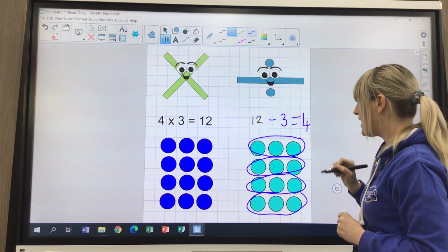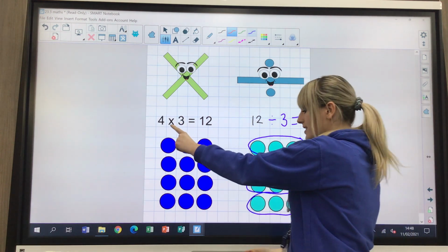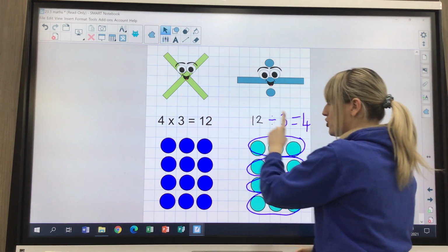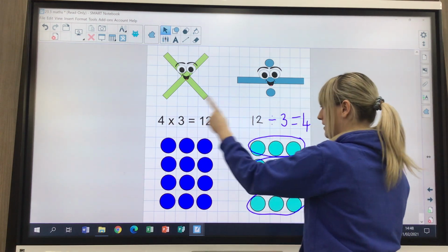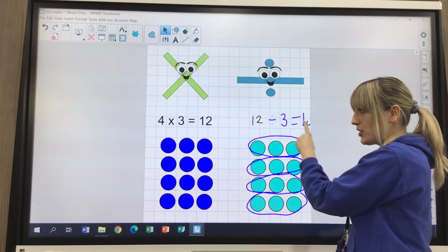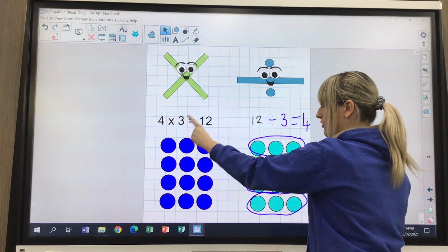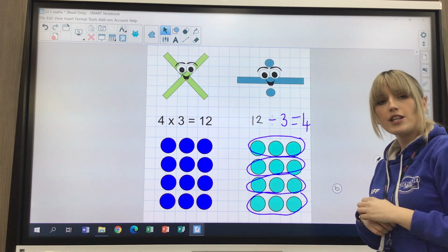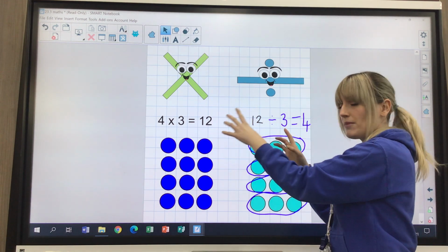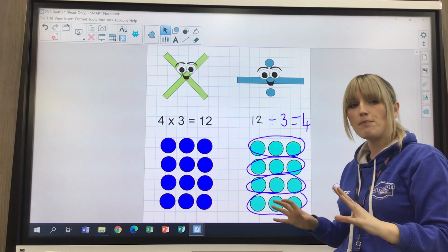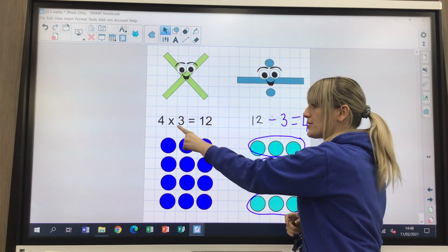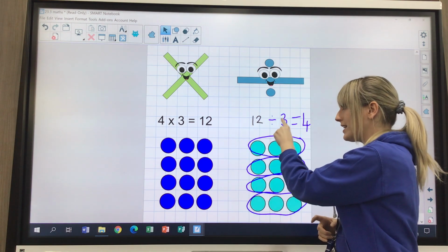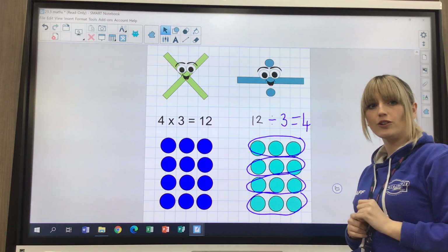Okay, and as you can see, I've used the exact same numbers, the same digits in each number sentence. So I've got my 4 here. Got it in that number sentence too. I've got times 3, or I've got a 3 there, Luke, and I've got 12, and I've got 12. So they are the exact same digits, but they are opposite. So 4 times 3 is 12. So if I know that, I then know that 12 divided by 3 is 4.